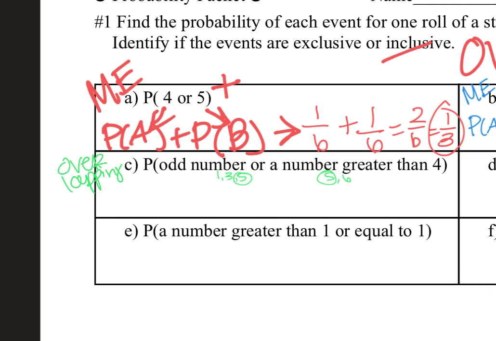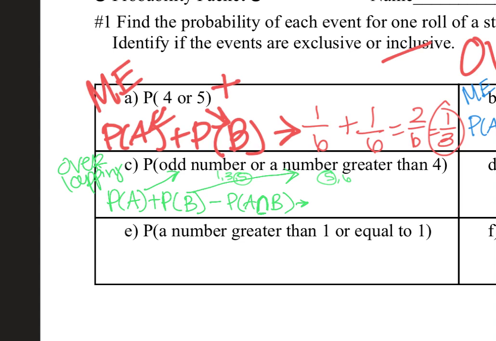Now, when you are overlapping, you are going to take probability of A plus probability of B, and you're going to subtract the probability of A and B. This is the symbol for and right here. When I do that, because I have some overlapping here, I can't count 5 twice. So the probability of A is that I have an odd number. The probability of B is that my number is greater than 4.